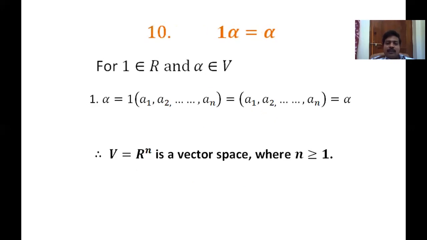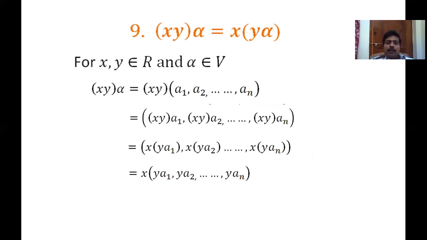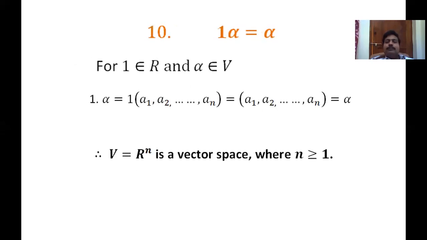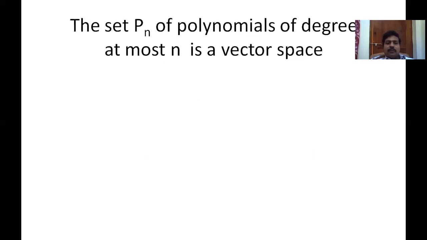So this Rn is similar to many of the vector spaces. The proof is almost similar to this one. In this proof, we have proved all the 10 axioms thoroughly. In the later part, we can use the concept used here. So let us take another example.